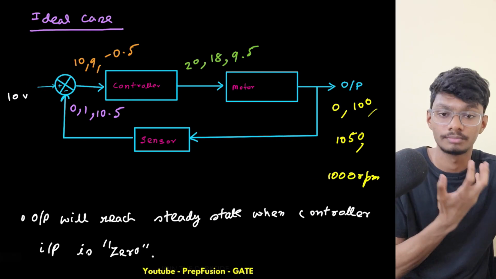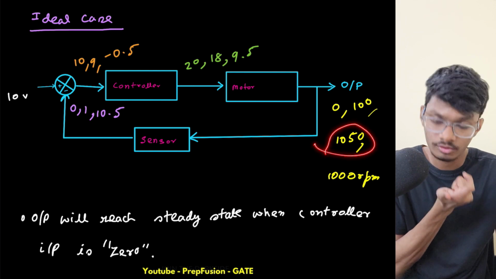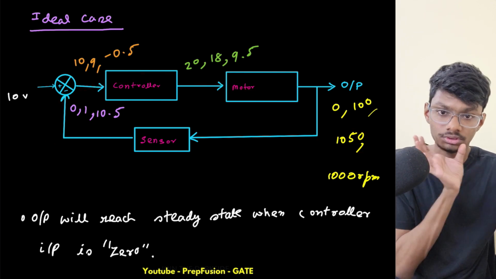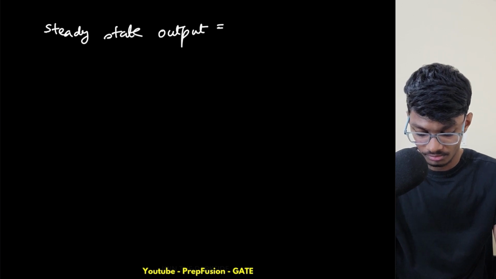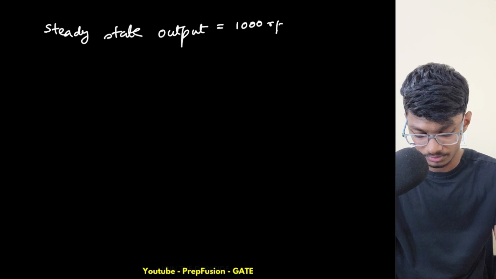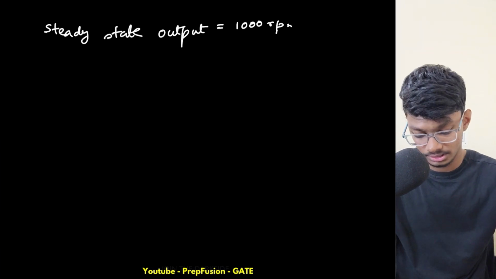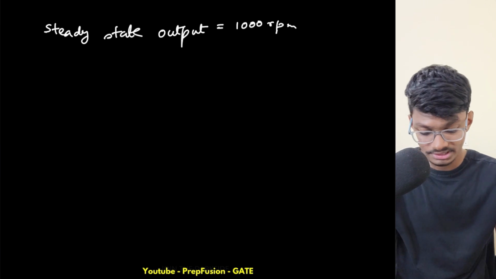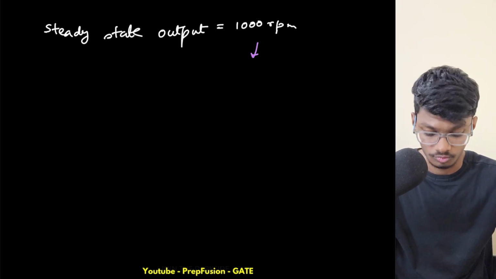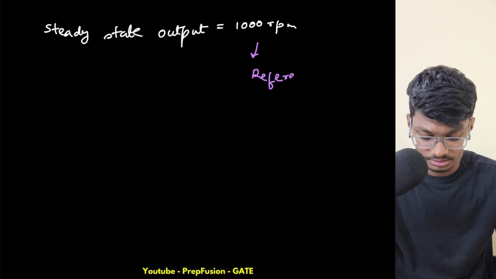And let's say if my system was critically damped, what would happen? Obviously it will never go to 1050. It will directly go to 1000 rpm and then stop. It will not show this type of response. So what is my steady state output? Steady state output equals 1000 rpm in ideal case, and this is known as my reference output.